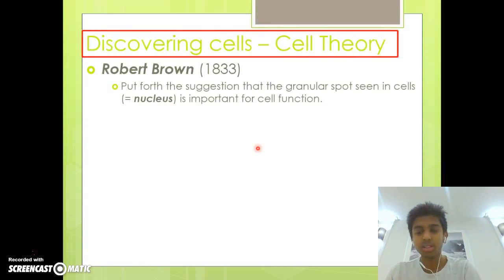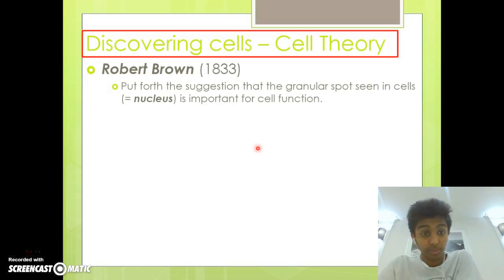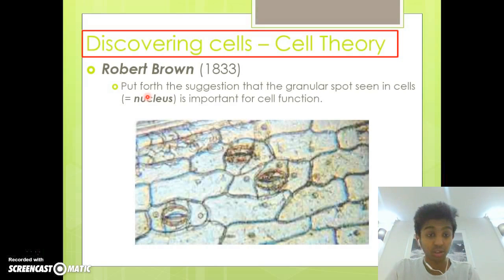So he was the first one to see living cells in motion. Robert Hooke was the first one to observe the cork tree cells and name it cellulae, which means cell. And Zacharias Janssen was the first person to invent the compound light microscope. Then came Robert Brown, and he put forth the suggestion that the granular spot that we see in cells, the big circle, is the nucleus, and it's the control hub of everything and it's important for cell functions.